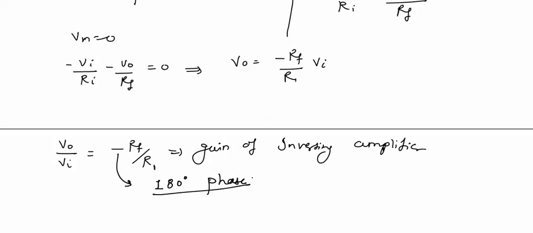If input is positive, then output will definitely be negative, because 180 degrees phase shift is provided by inverting amplifier. If input is negative, then output will be positive. This is the general expression for output of an inverting amplifier.